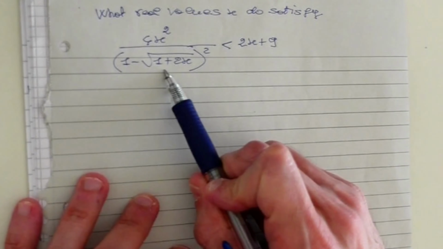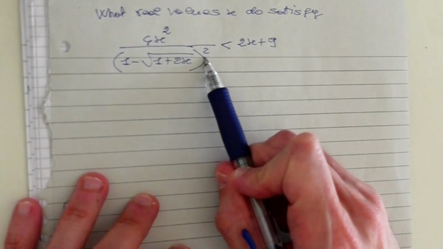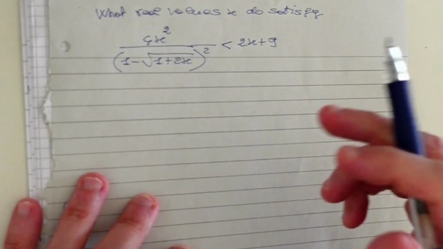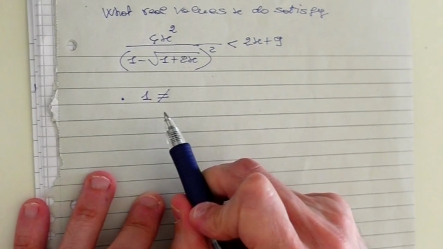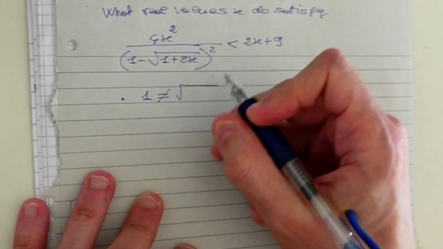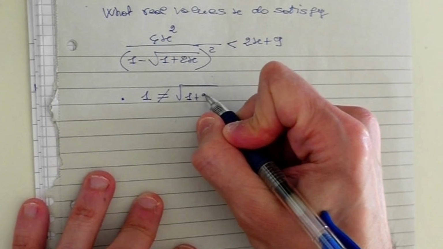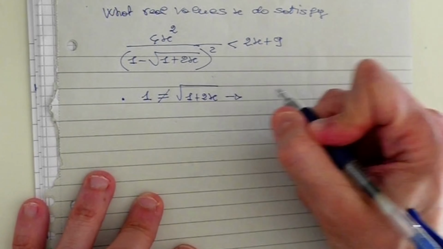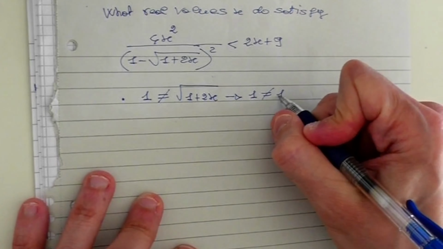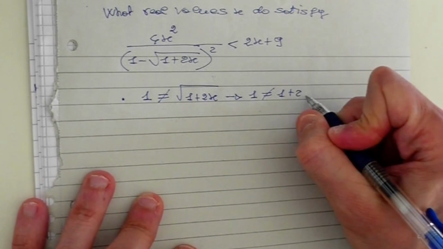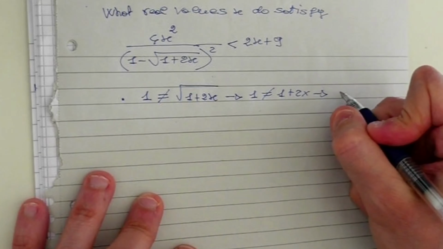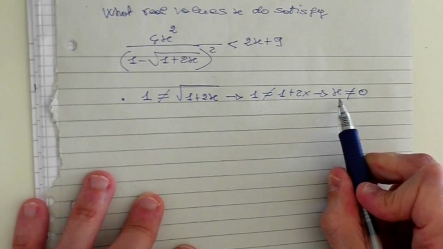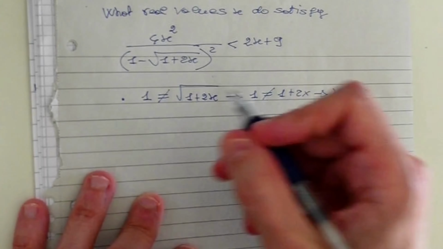Well, we have a denominator, we have a square, and we have a square root. So specifically, there are two conditions to be satisfied. One: 1 minus the square root of 1 plus 2x must be not equal to 0. This implies that x must be not equal to 0, okay?